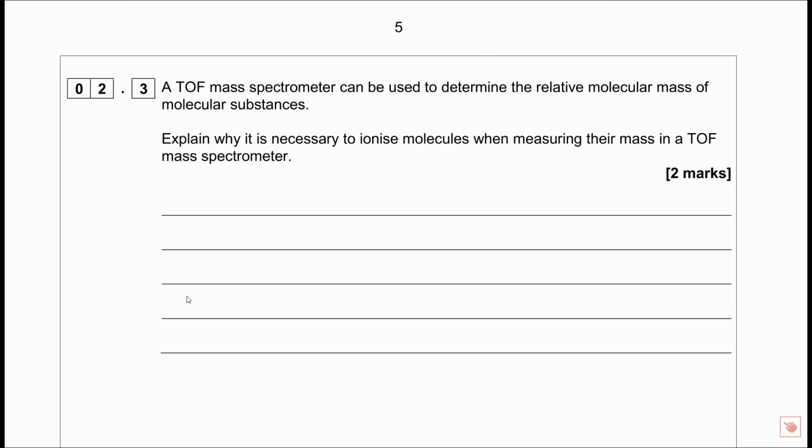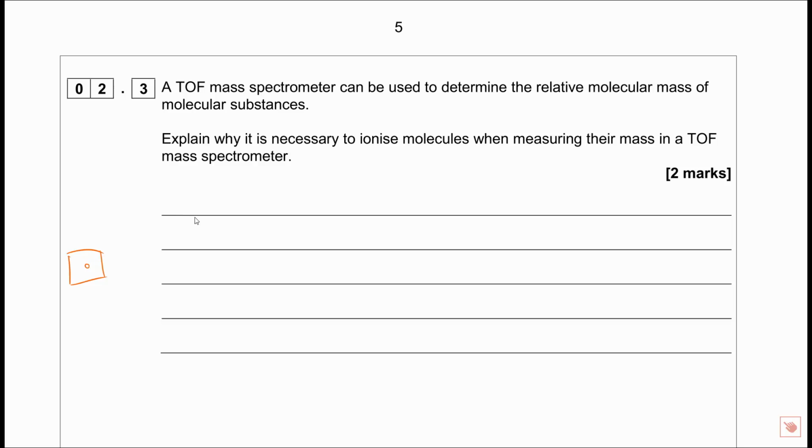Another one, yeah. Explain why it's necessary to ionize molecules when measuring their mass in a time of flight mass spectrometer. Right. So, few stages here. Once we've ionized, we've got that chamber. The next bit is those acceleration plates, where we've got these plates with a hole in the center, where essentially the ions zip through here. Negatively charged plates, which fire into the ion drift stage, which is this part in the center.